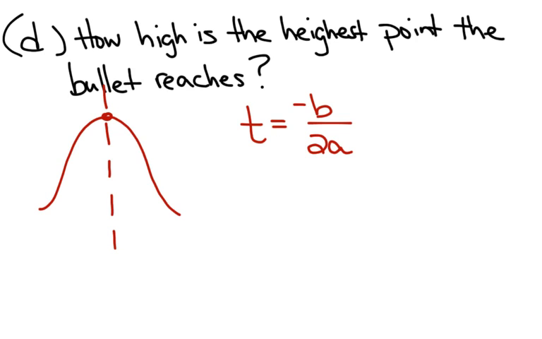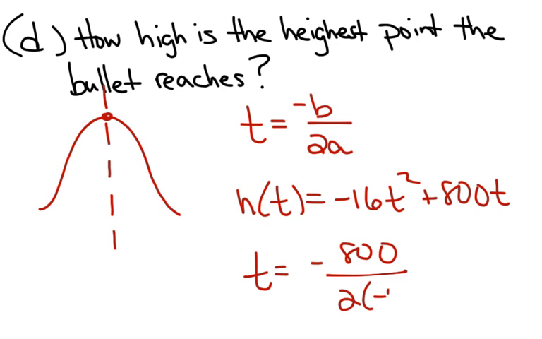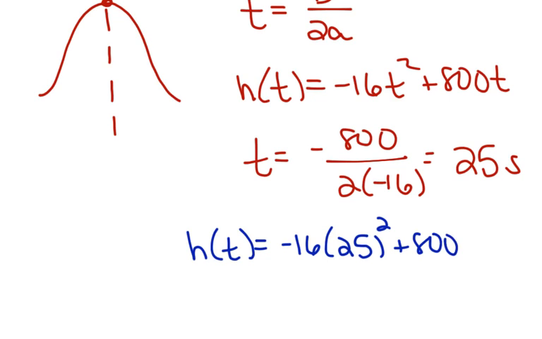So in this equation, h of t is equal to negative 16t squared plus 800t. B is 800. A is negative 16. So negative 800 divided by negative 32 is going to be 25. So at 25 seconds, the bullet will hit its maximum point. But the question is, what is its maximum point? To find its maximum point, all you have to do is plug 25 back in for t, and then shove it into your calculator.